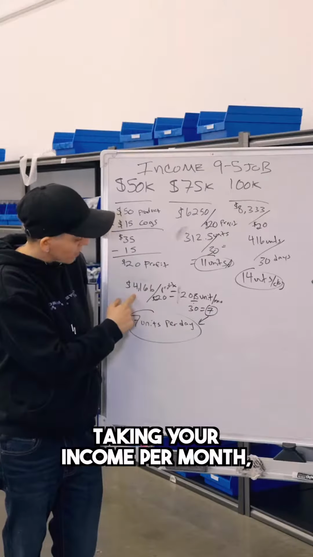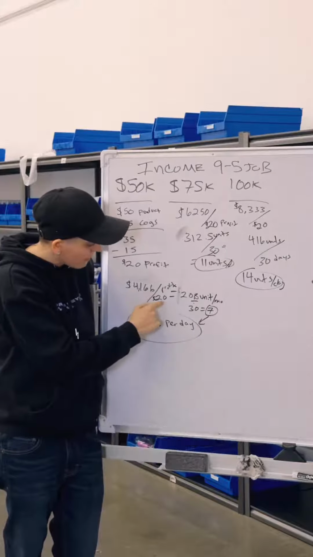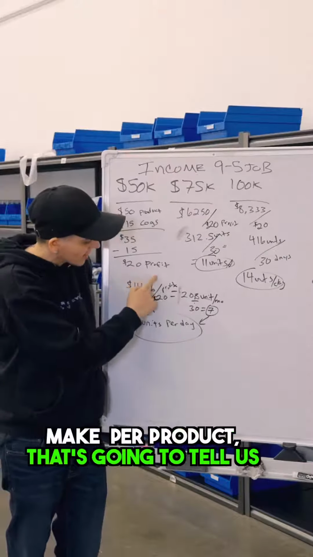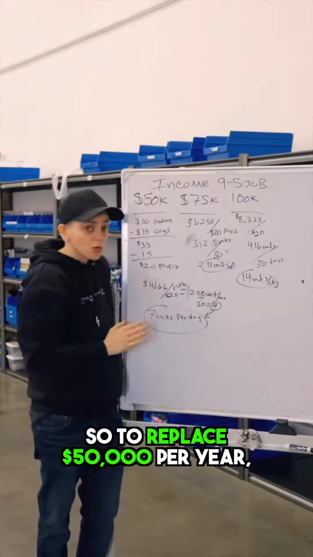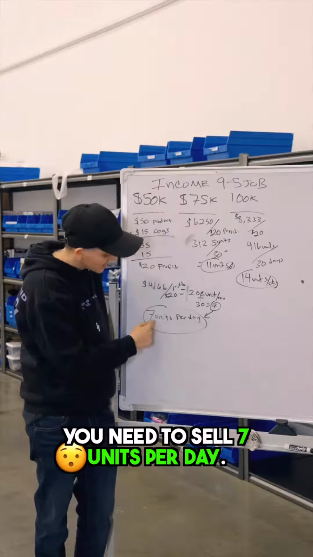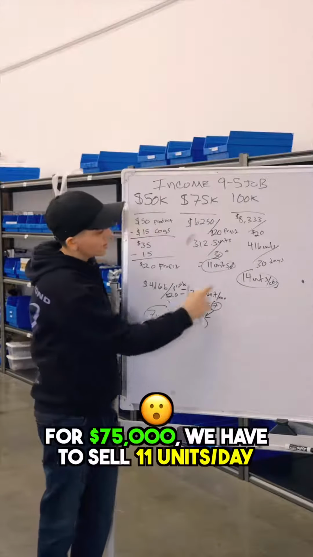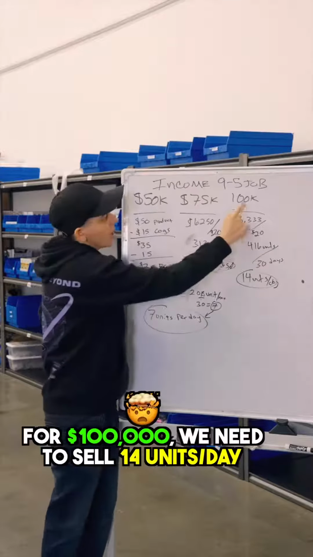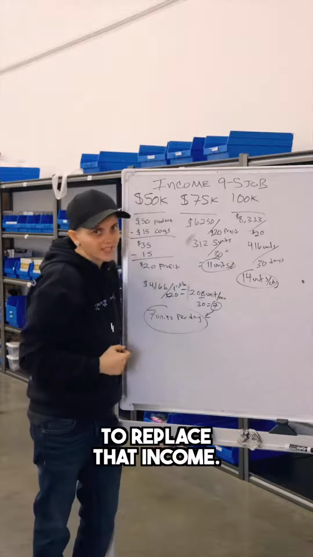Taking your income per month, doing 50K is $4,166. If we divide that by the amount of profit that we make per product, that's going to tell us how many units per month we need to sell to make that income. So to replace $50,000 per year, you need to sell 7 units per day. For 75,000, we have to sell 11 units per day to replace that income. For 100,000, we need to sell 14 units per day to replace that income.